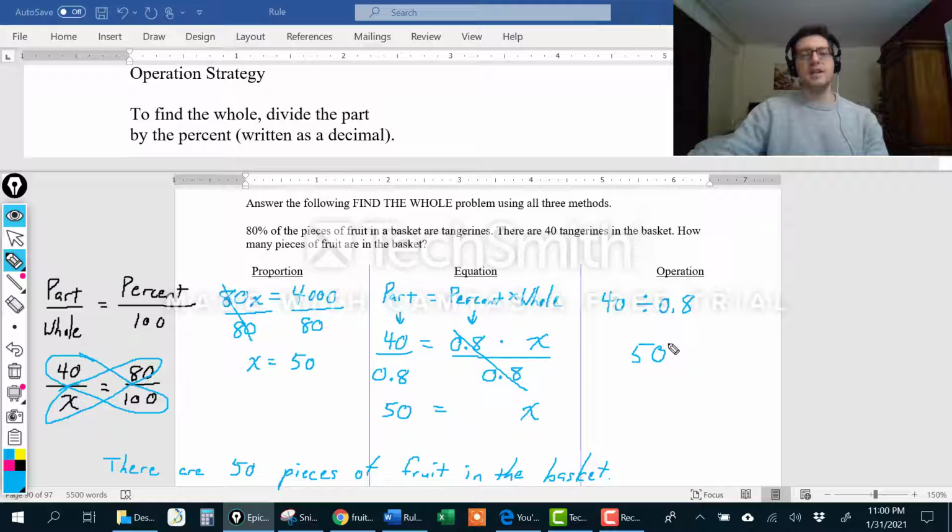So it gives us the same answer that we got before, which makes sense because really, the whole idea behind the operation strategy comes from just looking at the equation strategy and seeing what it is that we need to do to get the answer. Okay, so that is it.